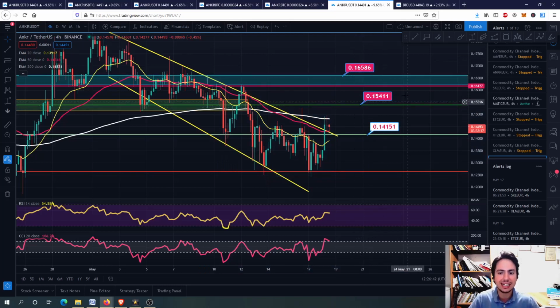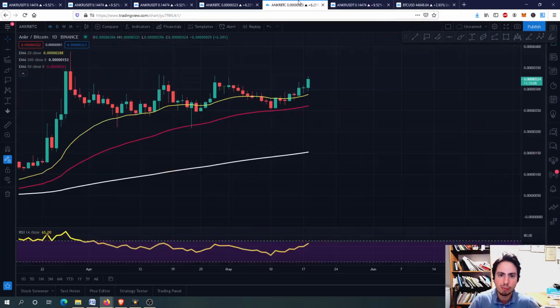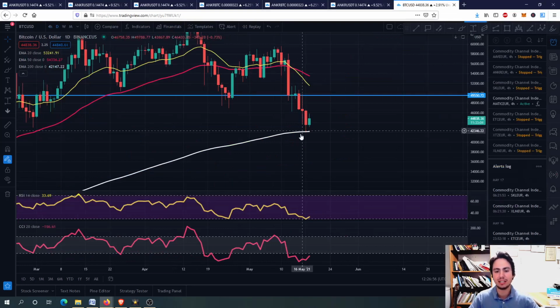So our next price targets are 15 cents, 16 cents. If we see Bitcoin collapsing even more, then we might see lower lows for Ankr as well. Let's hope that it will outperform Bitcoin so badly that we will see Ankr going up even if Bitcoin goes down.